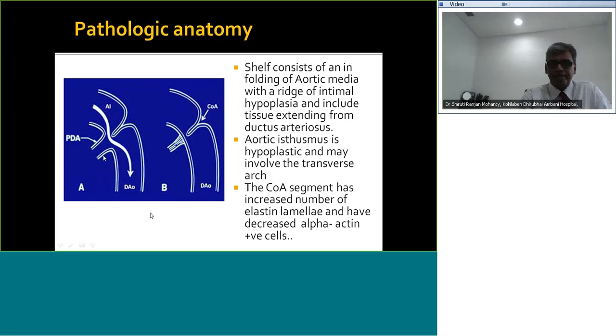Now it's very important that all these things happen around the duct. It's in the periductal area, and there is a shelf mostly just adjacent to the ductus arteriosus. This shelf consists of an infolding of the aortic media with a ridge of intimal hypoplasia, and it includes tissue extending from the ductus arteriosus. The aortic isthmus is hypoplastic and may also involve the transverse arch. The coarctation segment has an increased number of elastin laminae and a decreased number of alpha actin positive cells.